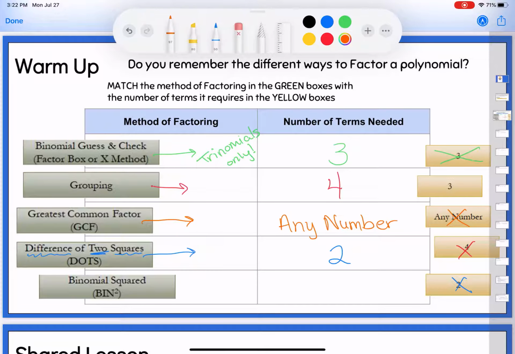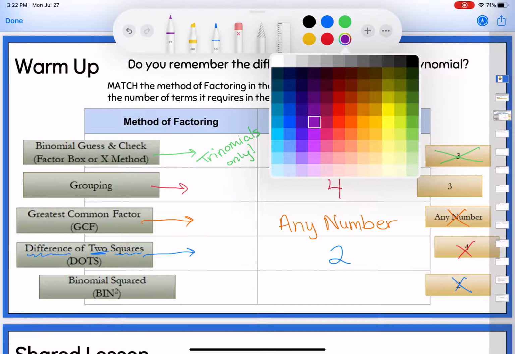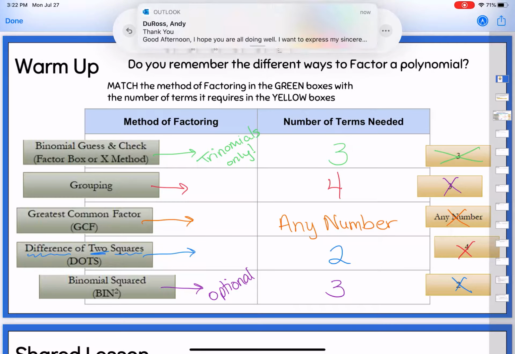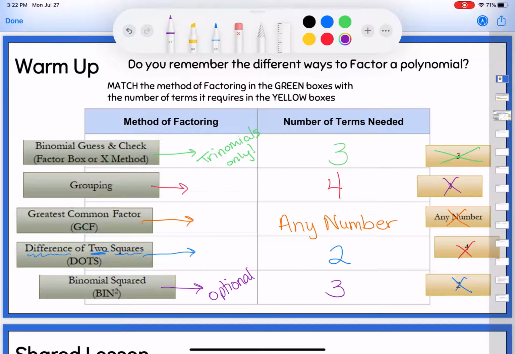All right, and then the last one that we have is binomial squared, otherwise known as bin squared. That's a shortcut. This one was optional. You didn't have to remember how to do this one, but that would also be used for trinomials. They just had to be perfect square trinomials in order to use the bin squared shortcut. So hopefully that helped you review your methods of factoring, and then helped you remember how many terms that you have. It helps you decide what method you're going to use to factor.